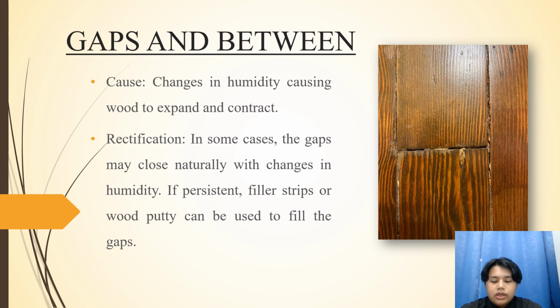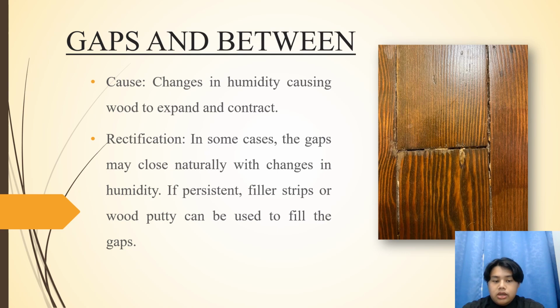So how do we overcome this situation? In some cases, the gaps may close naturally with changes in humidity. If persistent, filler strips or wood putty can be used to fill the gaps. So if it has already happened, the only way is to use filler strips or wood putty to fill the gaps that have opened up because of the humidity and the expansion.